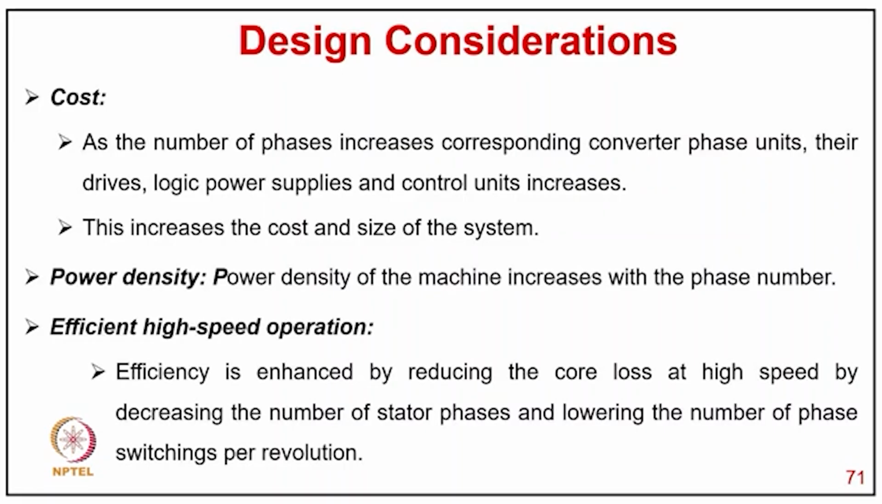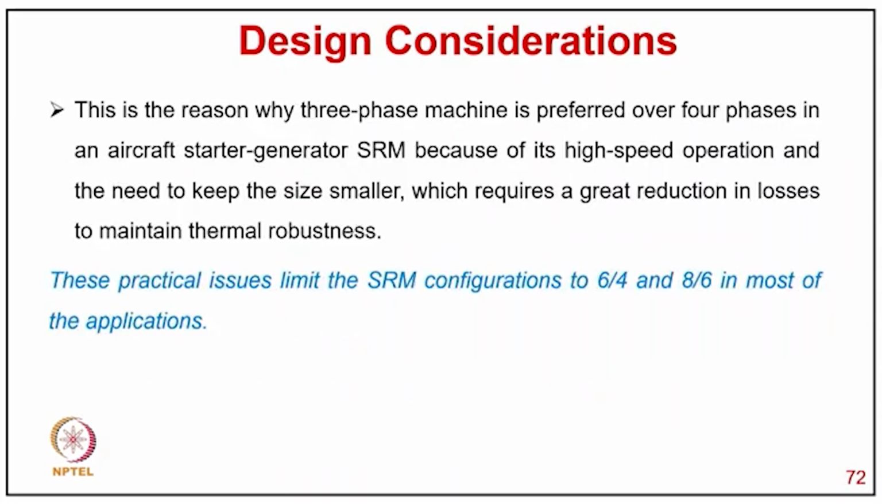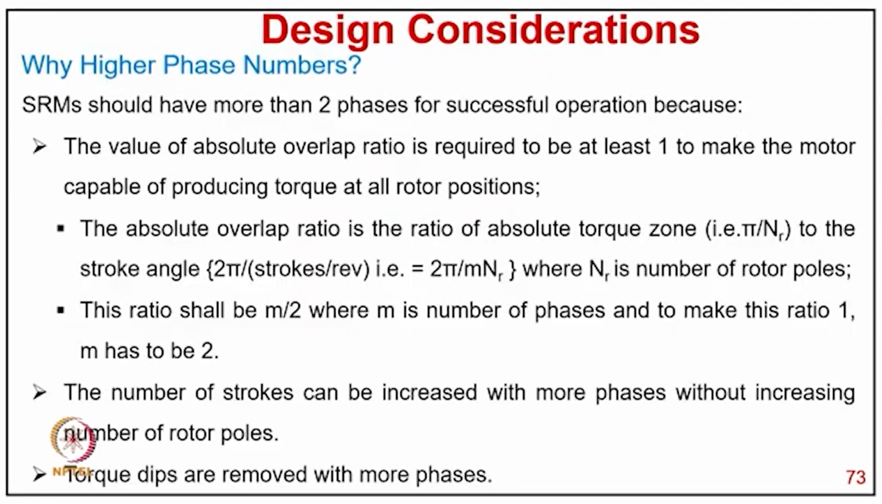Now coming to power density: it increases with the number of phases, along with efficient high speed operation. Efficiency is enhanced by reducing the core loss at high speed, by decreasing the number of stator phases and lowering the number of phase switchings per revolution. This is the reason why 3-phase machines are preferred over 4-phase in an aircraft starter generator SRM, because of its high speed operation and the need to keep the size small, which requires a great reduction in the losses to maintain thermal robustness. These practical issues limit the SRM configuration to 6x4 and 8x6 in most applications.